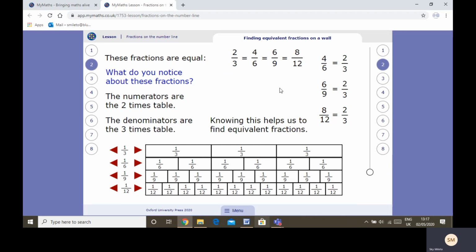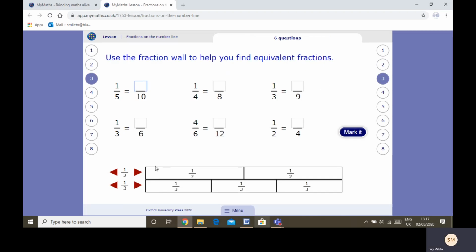Okay, so we can't just say a half and then times it by 3 on the bottom and 2 at the top, because that wouldn't work. You times the 2 on the bottom of a half by 3, you get 6, and the top number 1 by 2, you get 2, and 2/6 isn't the same as 1/2. So please don't get confused. We can use our times tables to help us, but we must know which ones we're using.